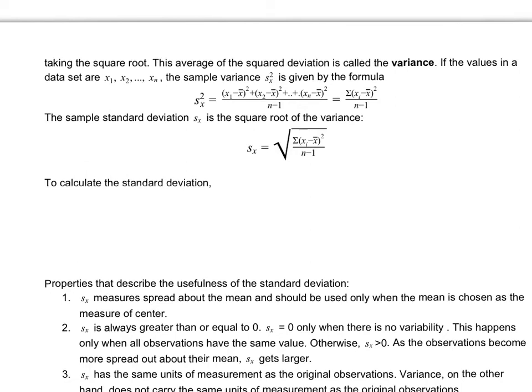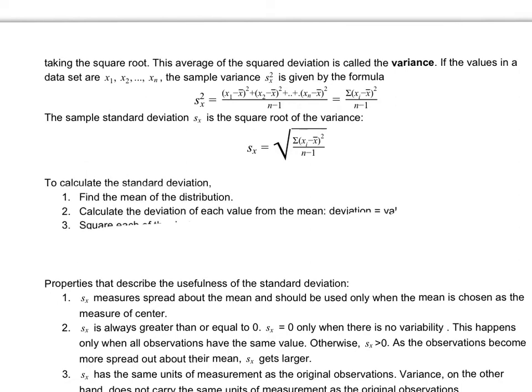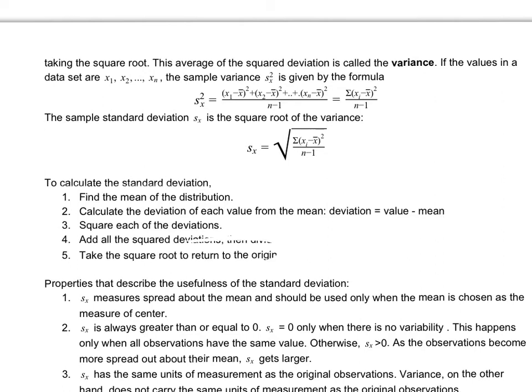So the steps for calculating the standard deviation are, number one, you find the mean of the distribution. Once you have the mean of the distribution, calculate the deviation of each value from the mean. So you take the value and you subtract the mean. How far is the value from the average? Square each of these deviations. Then we add all of the squared deviations and divide by n minus 1 to get our sample variance. If I want to get the standard deviation, I take the square root of that sample variance.